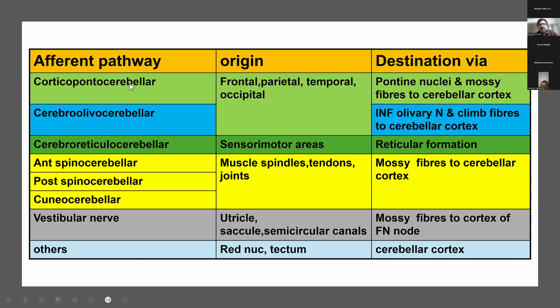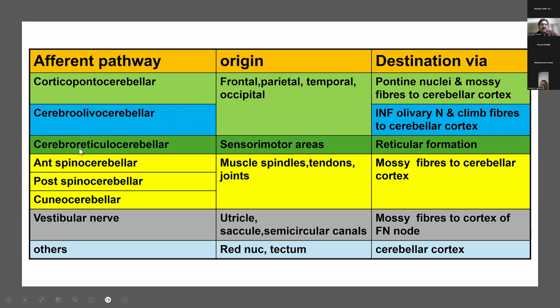So the corticopontocerebellar and cerebro-olivocerebellar pathways all arise from the frontal, parietal, temporal, and occipital lobes. They gather information from all the lobes, and their destination is the pontine nuclei and the mossy fibers to the cerebral cortex. And the cerebro-olivocerebellar pathway, it is coming from the same frontal, parietal, temporal and occipital lobes, and it is ending up in the inferior olivary nucleus and the climbing fibers of the cerebellar cortex.